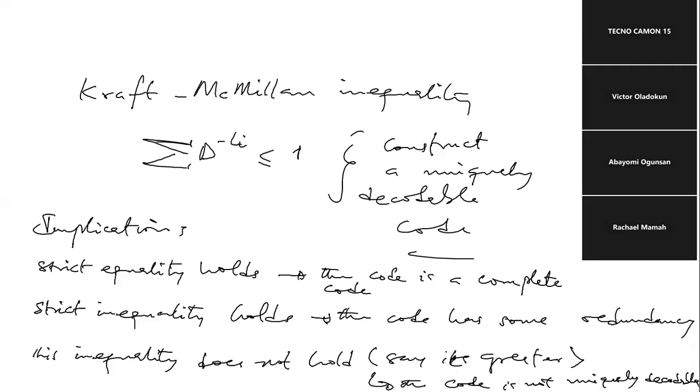Yes, sir. Okay. Now, we also have the optimal code. We say a code is optimal if it is instantaneous and has a minimum average length for a given source and given the probabilities. So we'll now check for optimality of some codes. Let's look at a simple example.